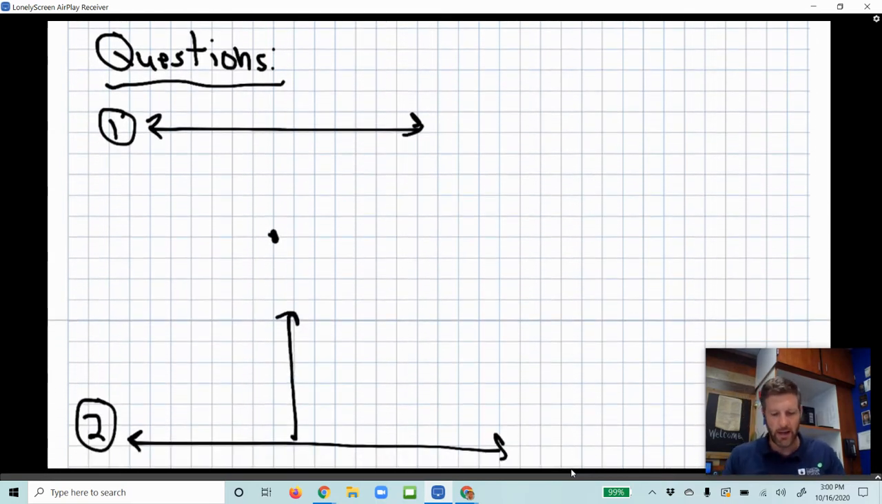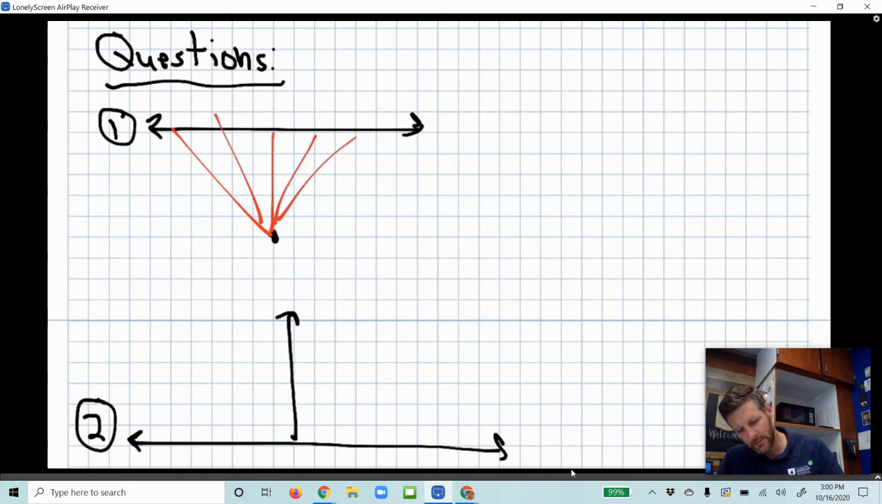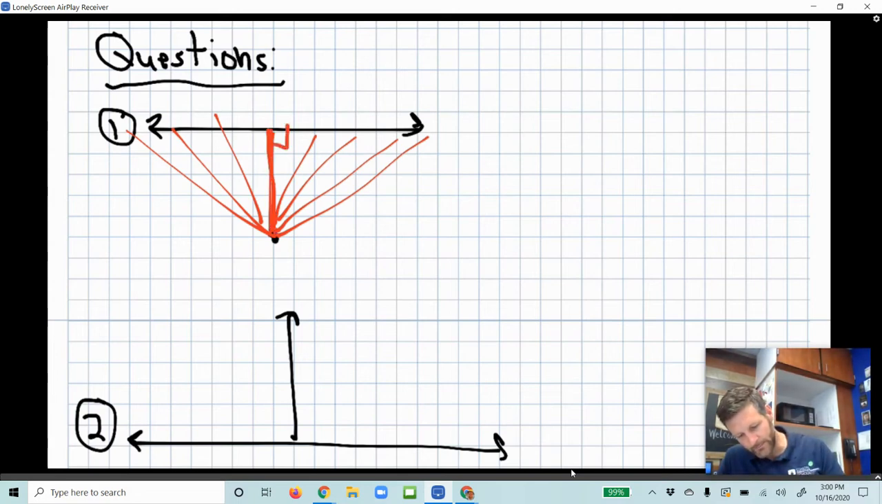Question number 1 asks, what is the shortest distance between a line and a point? So we've got a line here and there's a point, and you could connect these with all sorts of rays, all different points. But how do you always know which is going to be the shortest distance? If you look at these, it's always going to be this one right here, the perpendicular line.